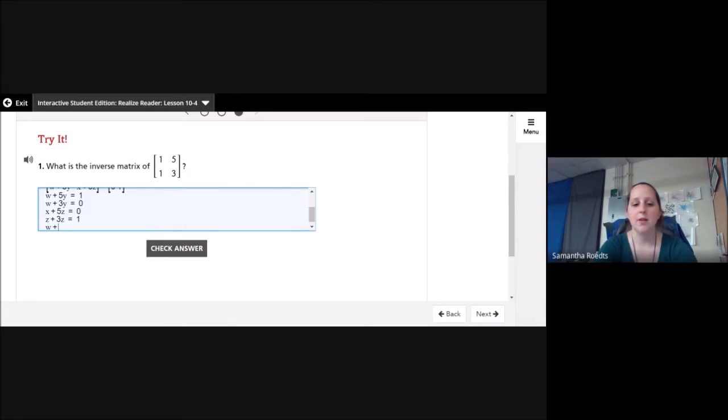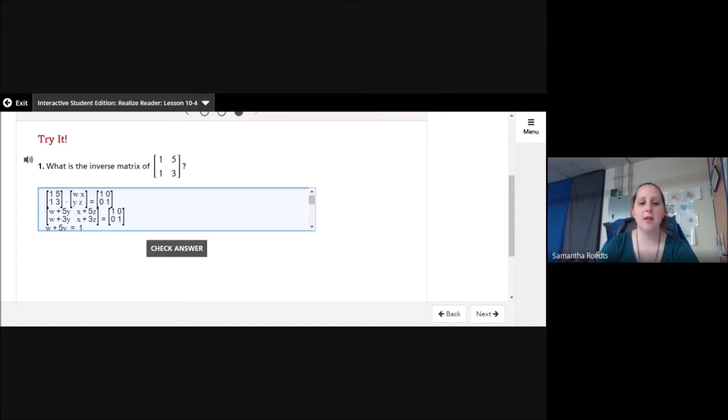So W plus 5Y equals 1 is going to become W equals 1 minus 5Y. And W plus 3Y equals 0 becomes W equals negative 3Y. Okay? I can then set them equal to each other. So 1 minus 5Y equals negative 3Y. I move the negative 5Y by adding it to both sides. So I get 1 equals negative 3Y plus 5Y, which gives me 1 equals 2Y, which tells me Y equals 1/2.